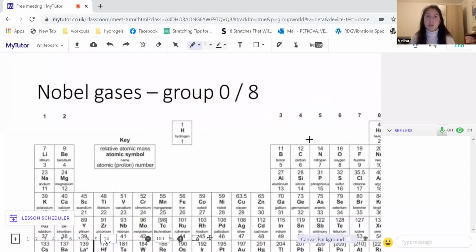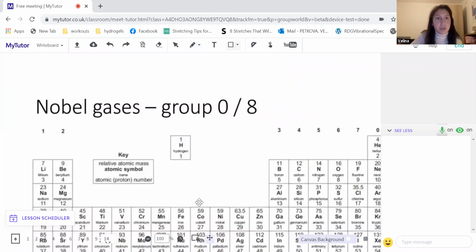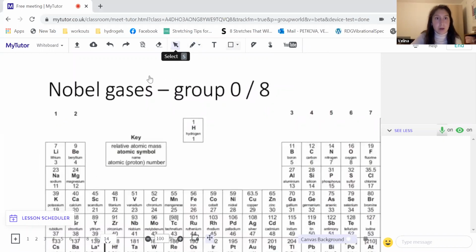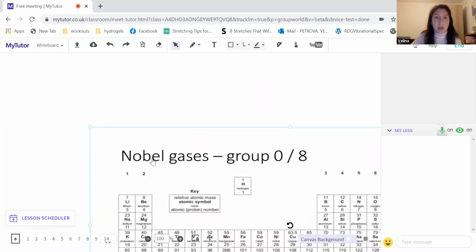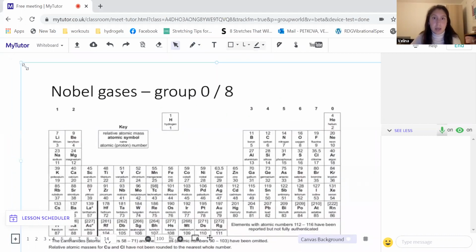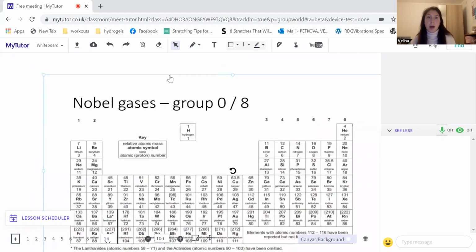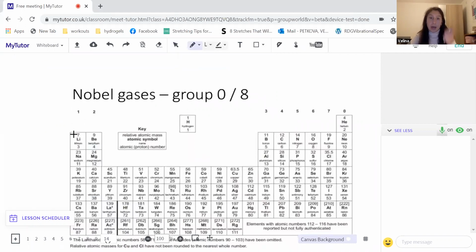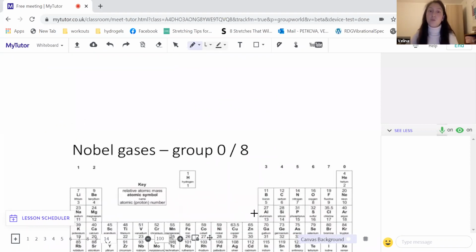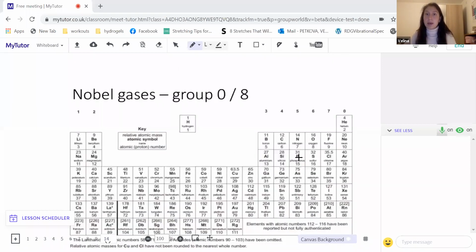So noble gases, group 8. Now we've learned a little bit about our electronic structure, we can talk about our noble gases and why they are so unreactive. So key things to remember about our noble gases is just how unreactive they are. All atoms want to have a stable electron configuration, which means they have a full energy level. So a full energy level is either 2 electrons in its outer shell or 8 electrons in its outer shell.